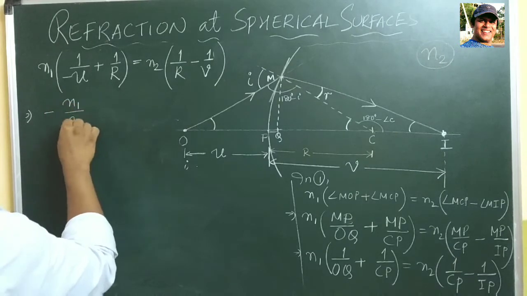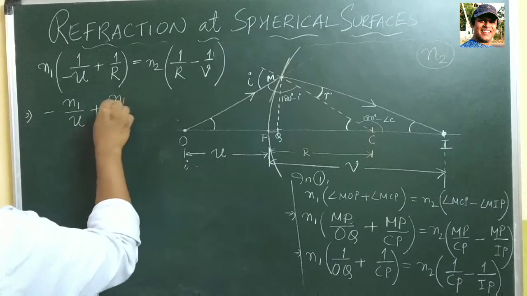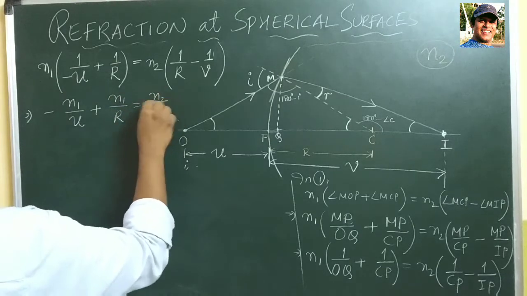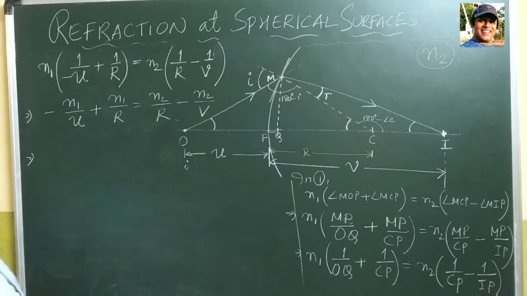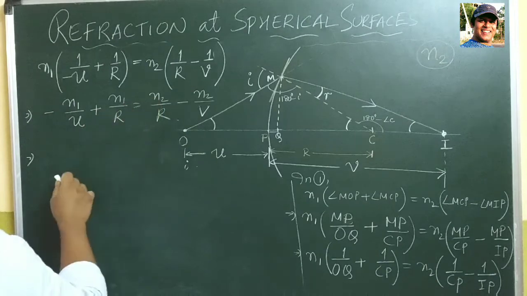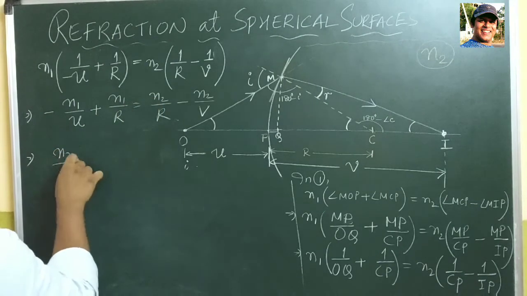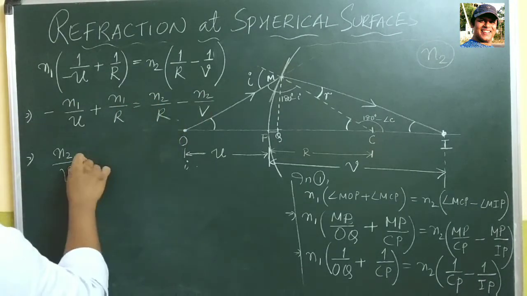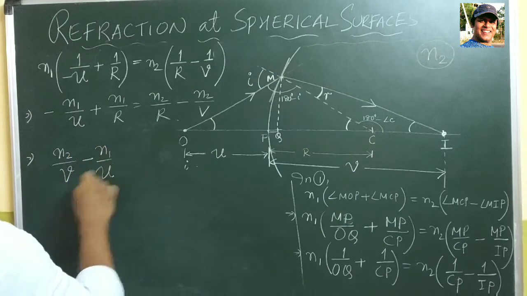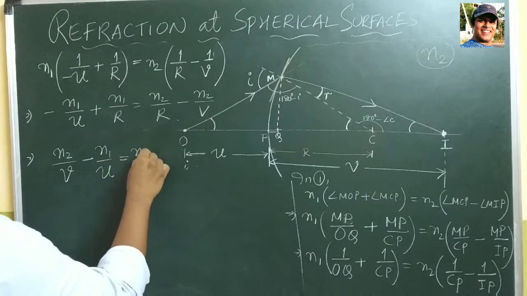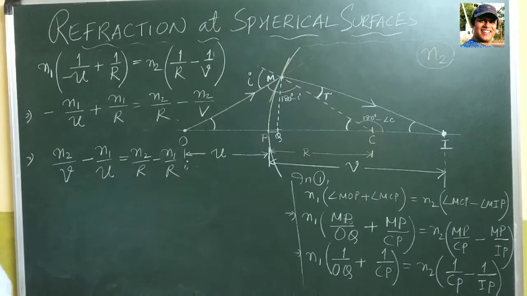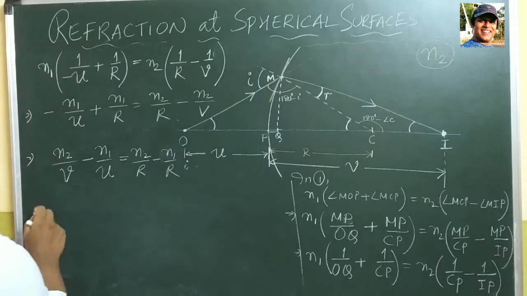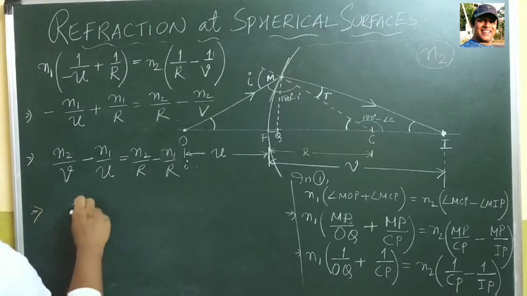minus N1 by U plus N1 by R is N2 by R minus N2 by V. Just we rearrange the equations, my dear. Keep patience and you'll get everything right. You get N2 by V minus N1 by U equals N2 by R minus N1 by R. So I write the final equation. What we have been waiting for is this.